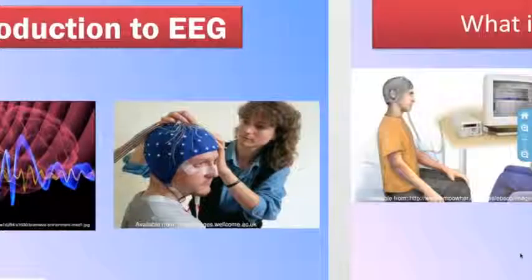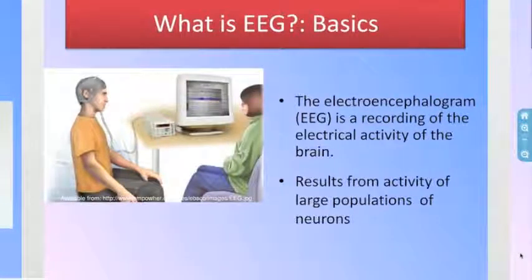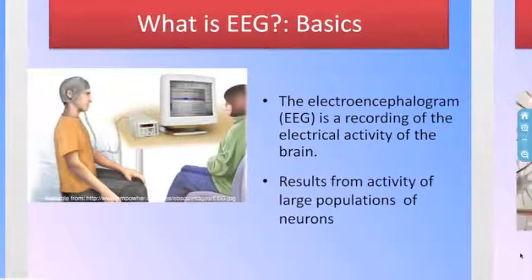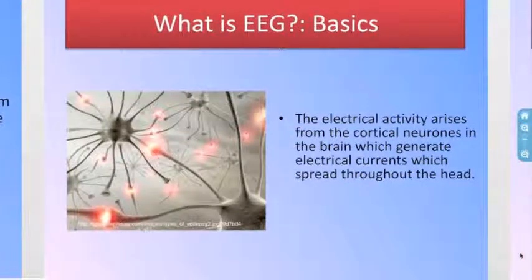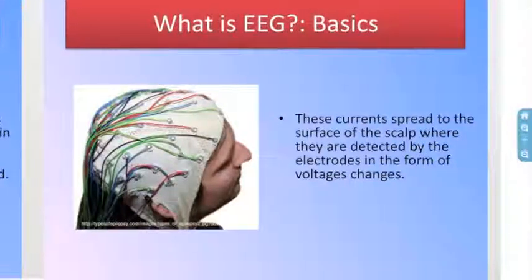So, what's an EEG? The EEG, also known as an electroencephalogram, is a recording of the electrical activity of the brain. It results from the activity of large populations of neurons. The electrical activity arises from the cortical neurons in the brain, which generate electrical currents which spread throughout the head. These currents spread to the surface of the scalp, where they are detected by the electrodes in the form of voltage changes.